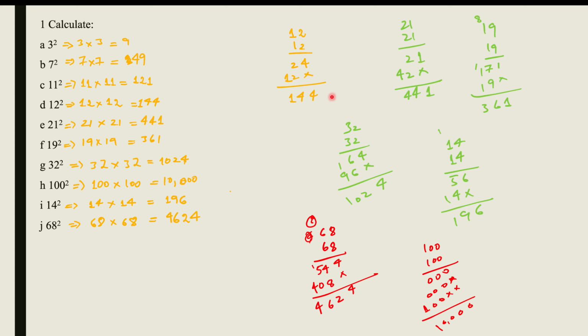The same goes for 21, 19, 32, 100, and 14. The numbers are multiplied, simple multiplication, which you can do by simply having your pen and paper in your hand. So that's all for powers: a number with a power of 2, how to do the multiplication, what we mean when a number is multiplied by itself, and what we get. That's all for this question.